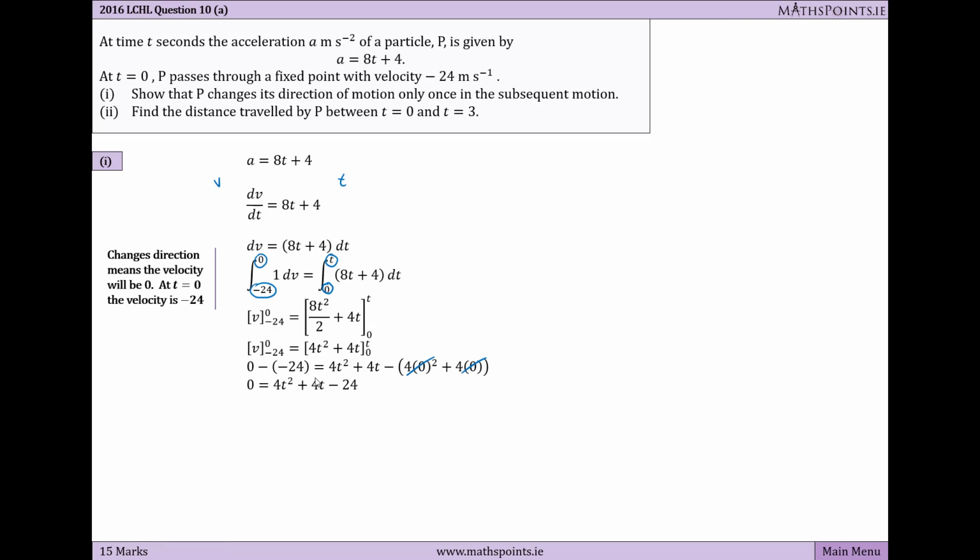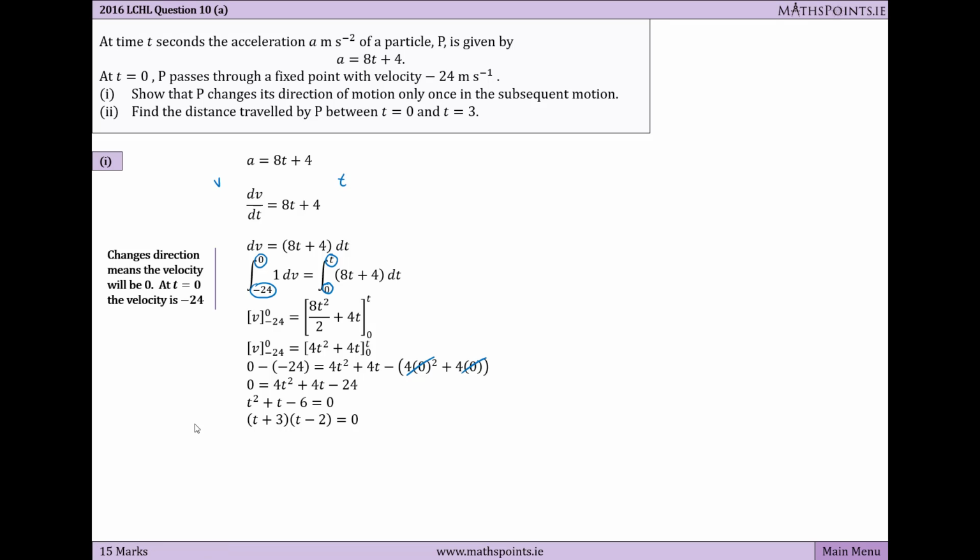And I end up with this quadratic equation. So 4t squared plus 4t minus 24 equals 0. I'm going to divide across by 4 to make the factorization of the quadratic a little easier. So t squared plus t minus 6 equals 0. And then factorizing this quadratic, I get (t plus 3)(t minus 2) equals 0.